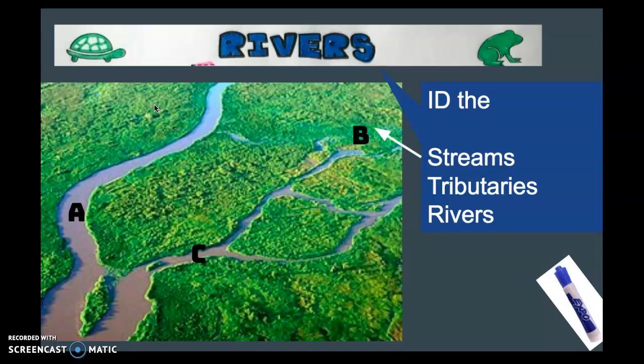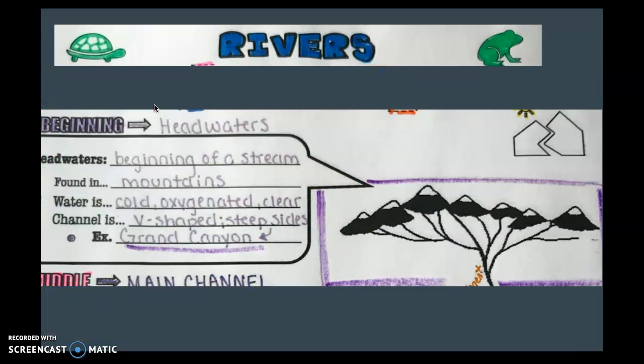I hope that you were able to identify, I guess we went out of order. So I'd hope you would identify B as a stream. That small stream feeds into the tributary, C. And then I hope you were able, at the very least, to identify A as being our river. Now, the part you can't see says headwaters.